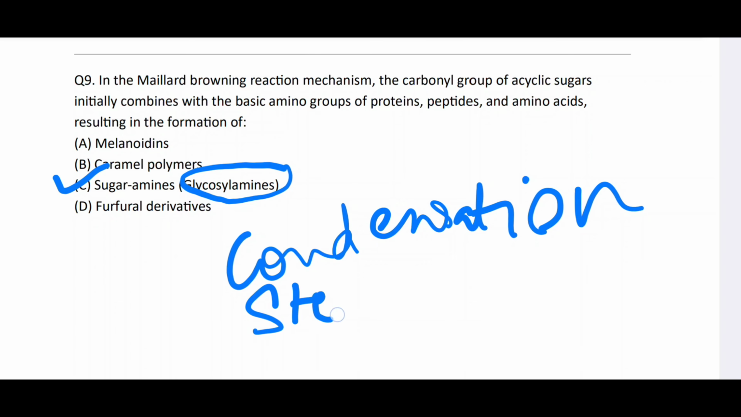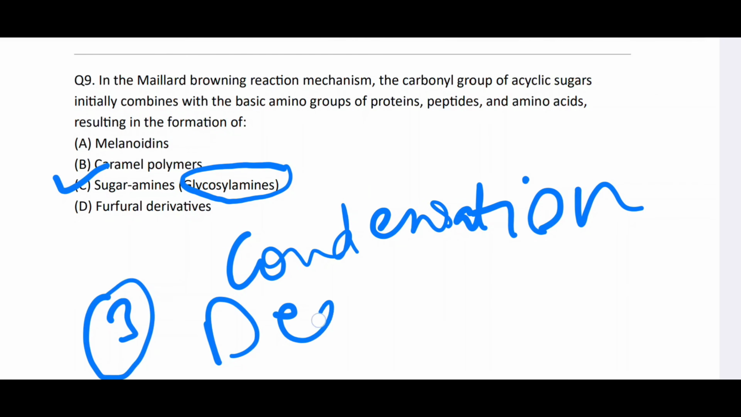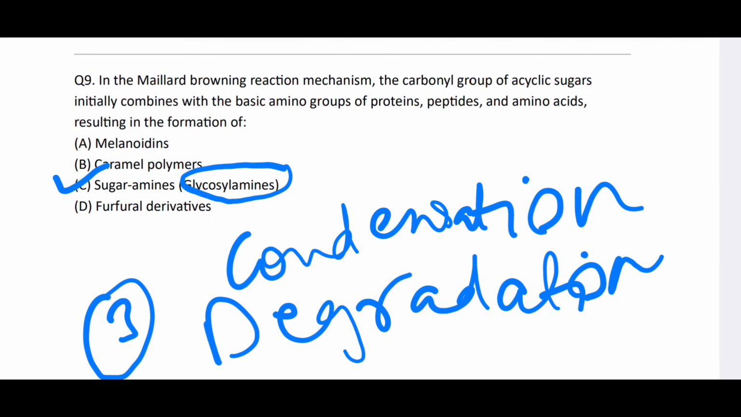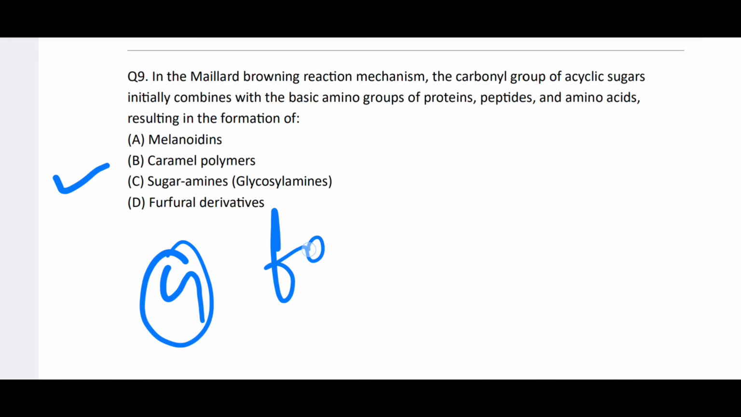Then in step 2, Amadori rearrangement happens. So what happens in this step is, the Schiff's base rearranges itself to form a more stable compound. So that compound is called the Amadori rearrangement product. And third step will be degradation of this Amadori compound. So what happens in the third step is, this Amadori compound breaks down into a variety of compounds, forming furfural derivatives and other compounds. And the fourth step is formation of melanoidins.